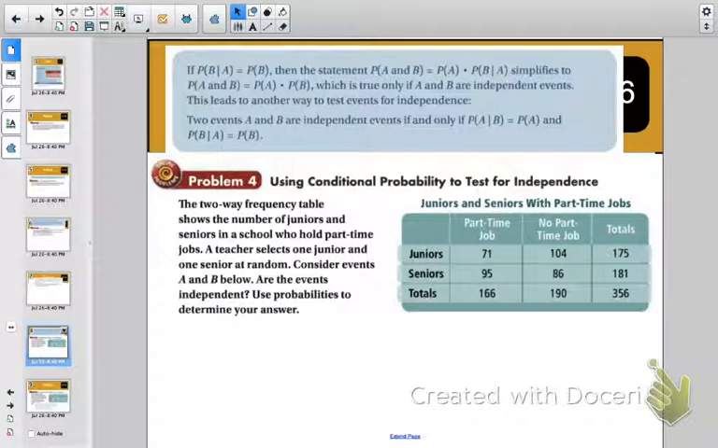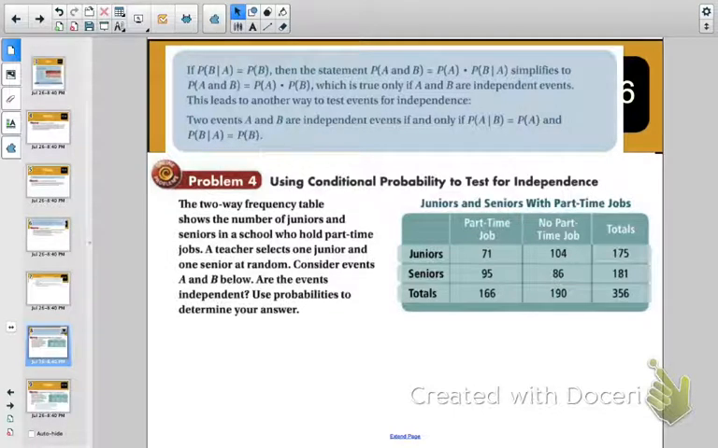Okay, so looking at this one, a two-way frequency table shows the number of juniors and seniors in a school who hold part-time jobs. A teacher selects one junior and senior at random. Consider events A and B below. Are the events independent? Use probabilities to answer your question.